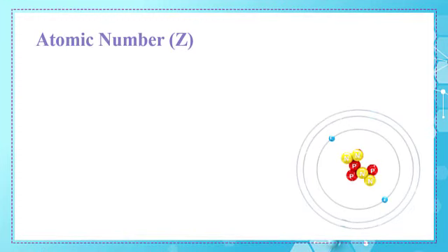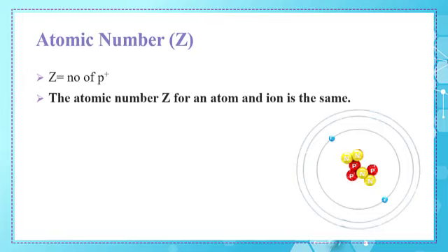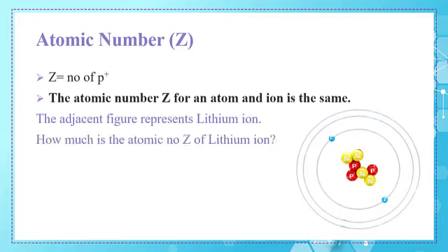The atomic number Z. We know that the atomic number Z is equal to the number of protons. Because the ion and the atom have the same number of protons, the atomic number Z for an atom and ion is the same. The adjacent figure, for example, represents lithium ion. How can we find the atomic number Z of lithium ion? Simply we count the number of protons, they are 3, so Z is equal to 3.